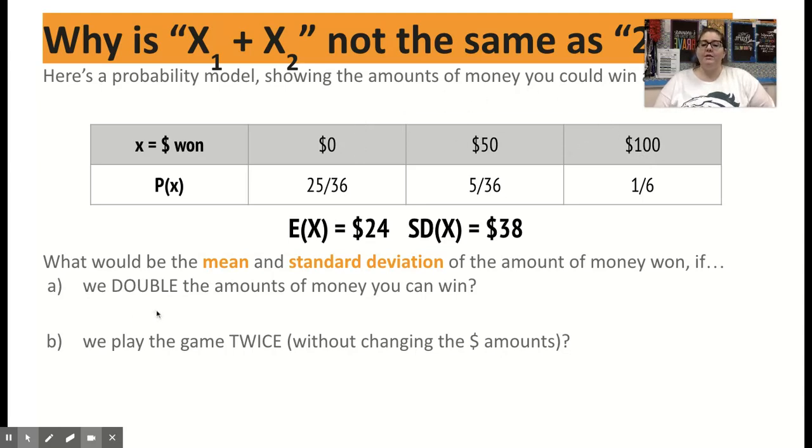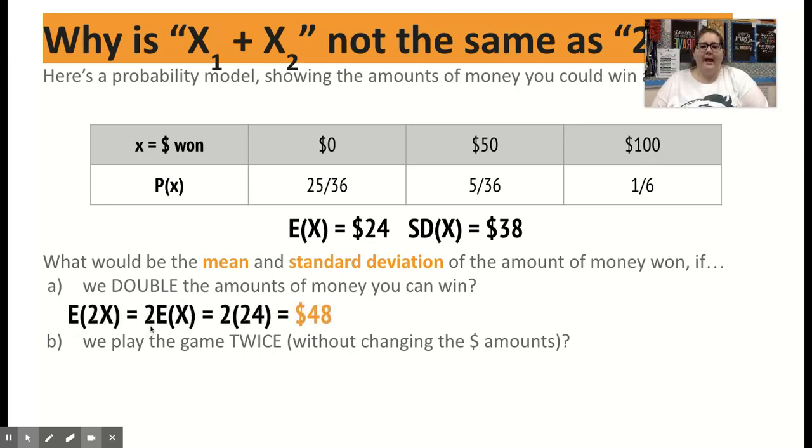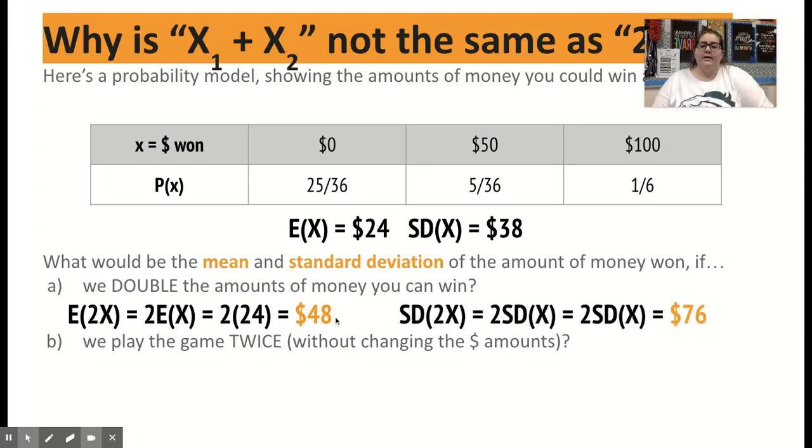If I double the amounts of money that I win, that's basically scaling. That's what we mean by scaling in a real life situation, because that's literally me doubling the numbers in the table. So 0, 100, 200, when I find the new mean and the new standard deviation, it's going to work like our scaling rule. So mean of 2x would be just 2 times the original mean. 2 times 24 is 48. Standard deviation of 2x, I'm just scaling, so I can just multiply the standard deviation by 2. So 2 times 38 is 76.